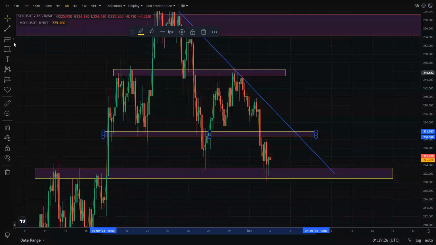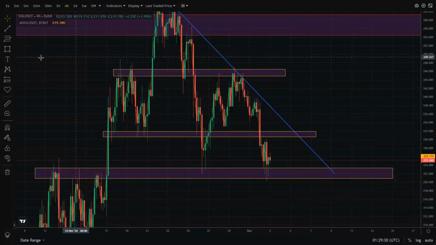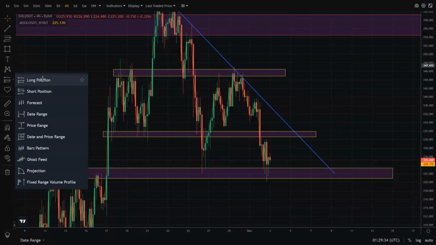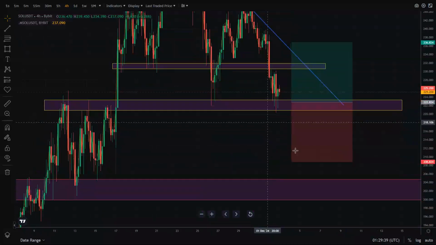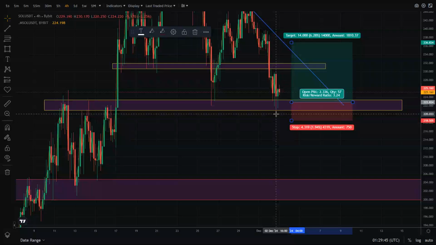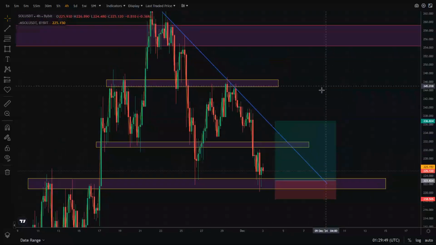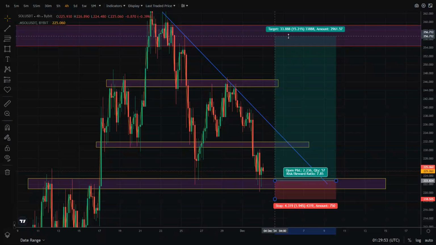All right, so let's do something. Okay, long position. So I place my entry at this level. Stop loss below my recently respected level. Then remember I call it a swing trade. Then I push my TP to around this level.